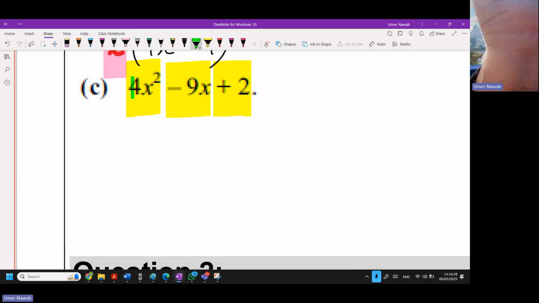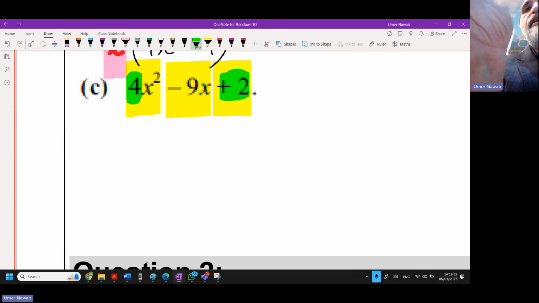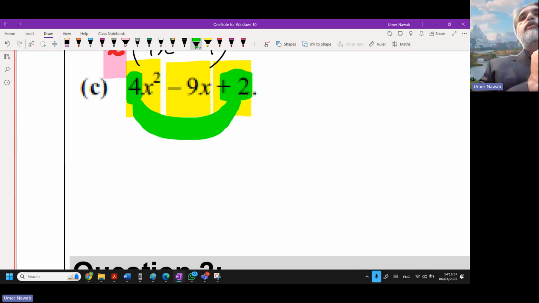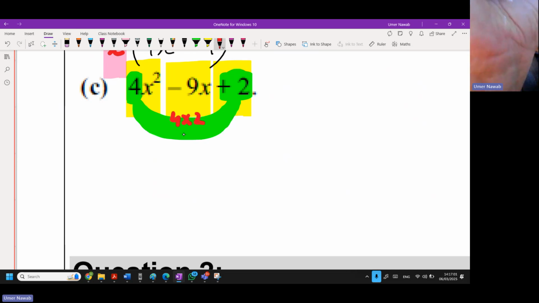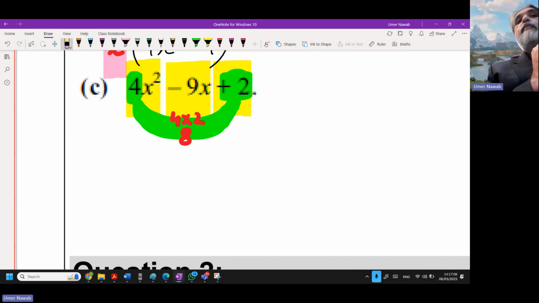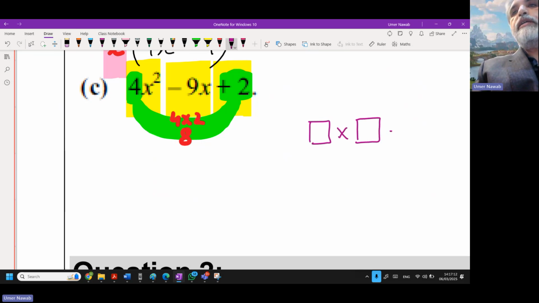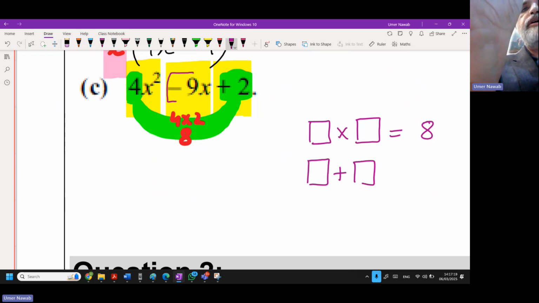I told you, you have to look at the coefficient of x squared and the constant term. So can you multiply 4 with the 2? When you multiply 4 with the 2, it gives you 8. Now this number 8 is important for us because we need to think of two numbers. If we multiply them, we should get 8. And if we add the two numbers, we should get the middle number, -9.